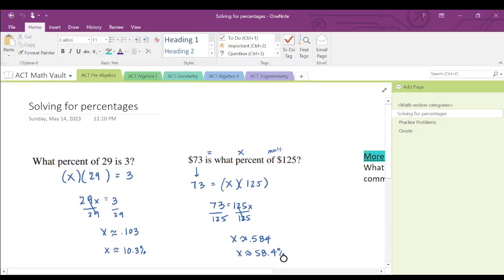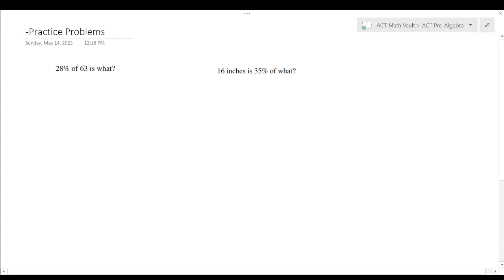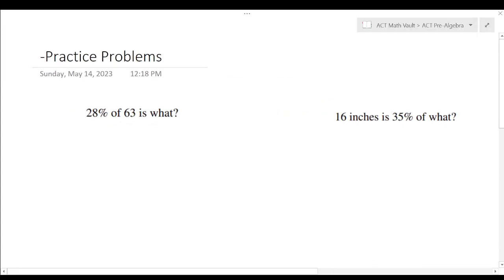Okay, how about some practice problems? Here they are. Now these are a little different. It says 28% of 63 is what? Little bit of a different animal, but you are using the same translation symbols for all of the pieces still. Just a slightly different type of equation.